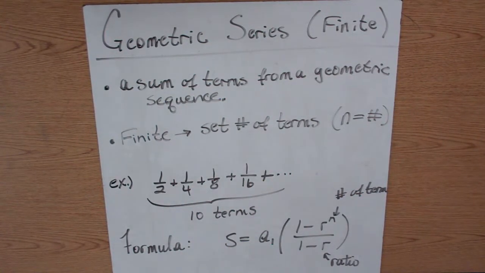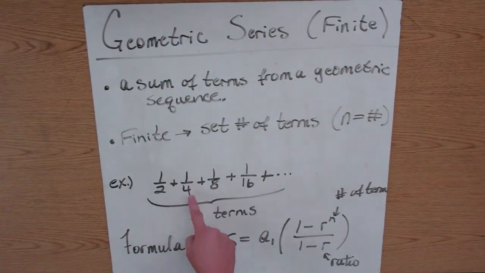Kind of like an arithmetic series and sequence, same principle behind geometric series and sequences, except the main difference where you multiply and divide instead of add and subtract. So finite means you're using a set number of terms. Right? So n is going to equal an actual number. So let's look at an example.